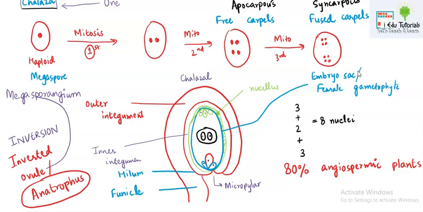Once the embryo sac is formed, it develops layers around it. These layers are known as integuments. When these wall layers are developed, it is known as an ovule. Ovules are generally inverted, in which the micropylar end is present at the base and the chalazal end is present at the top.